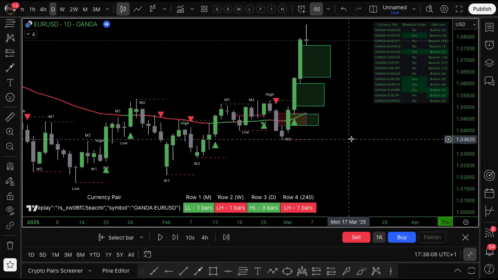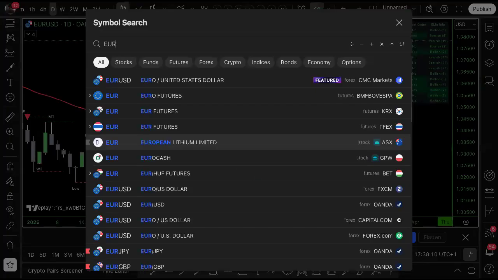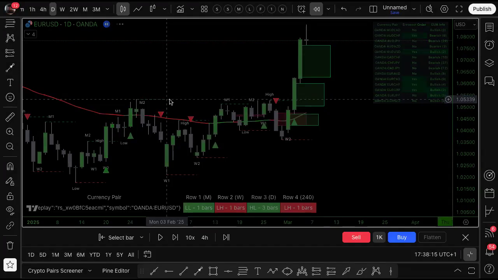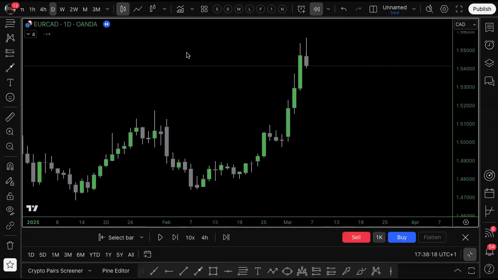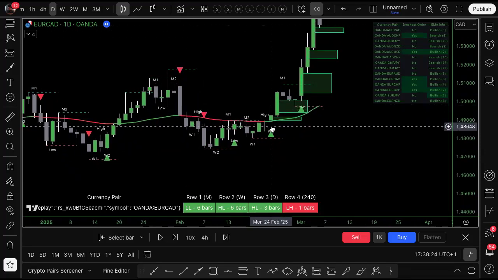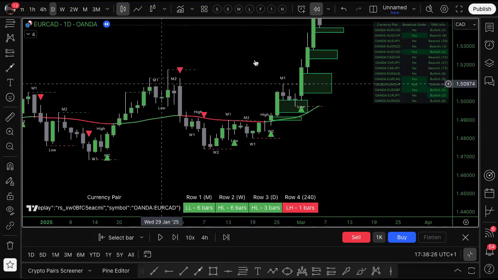Now, when we go into, I think it was EuroCAD, bear with me, it was one of the Euros. Obviously, I'm trying to go over trades where all of this was green or all of this was red. Yeah, would have been here. I think this one. There we go. So you can see EuroCAD.